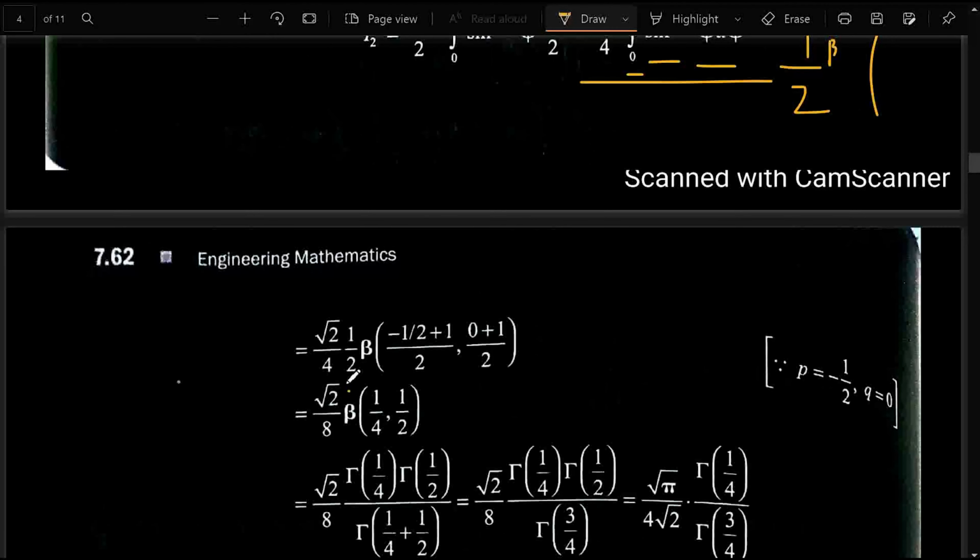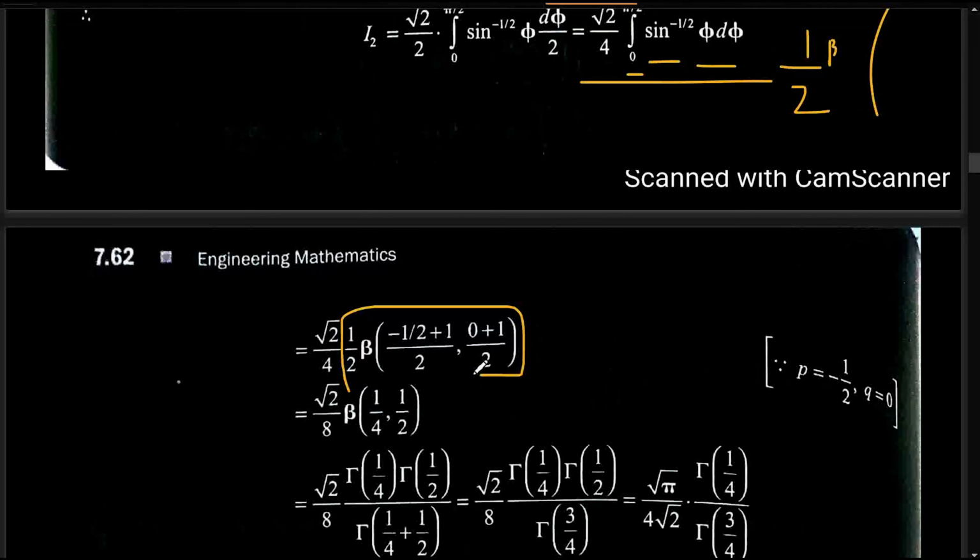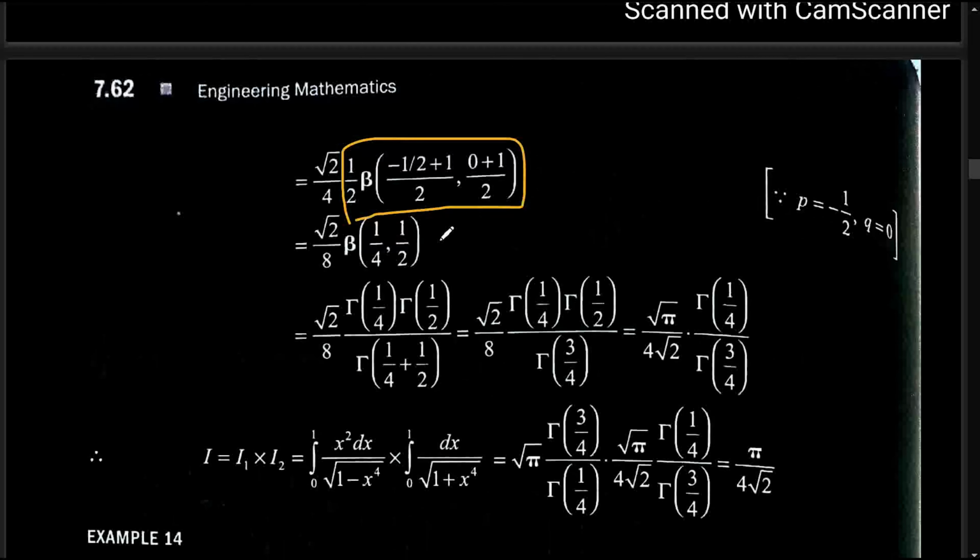So that's what is done here, half into beta of (n+1)/2 and (n+1)/2. Why is n equal to 0? Because cos is not there, it is cos to the power 0. So that's what it means. And we get this, and we know the relation between the beta and gamma functions.